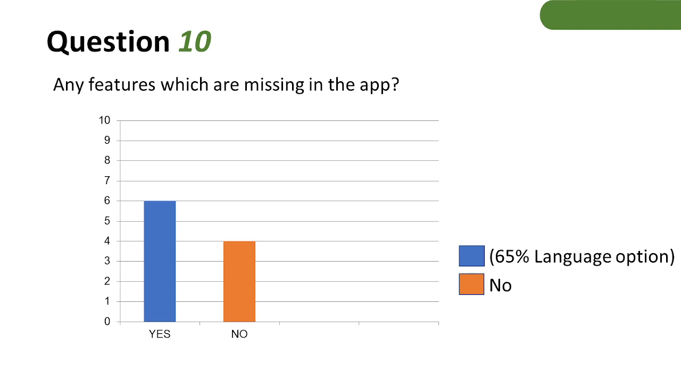My 10th question was, any features missing in the app? In redesigning the app, 65% of them said that there should be a language option. That was an open-ended question, and 65% of them said that there should be an option of language change, especially for the semi-literate guardians.